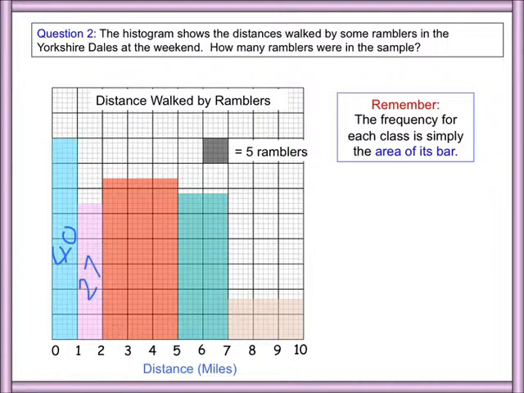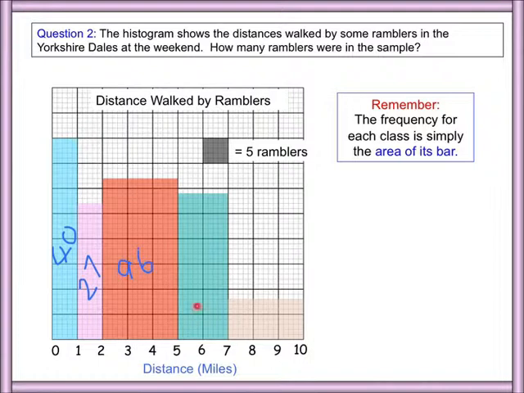Count them over here. I've got 5, 10, 15, 20, 25, 30, 60, 65, 70, 75, 80, 85, 90, 91, 92, 93, 94, 95, 96. That must be 96 people.